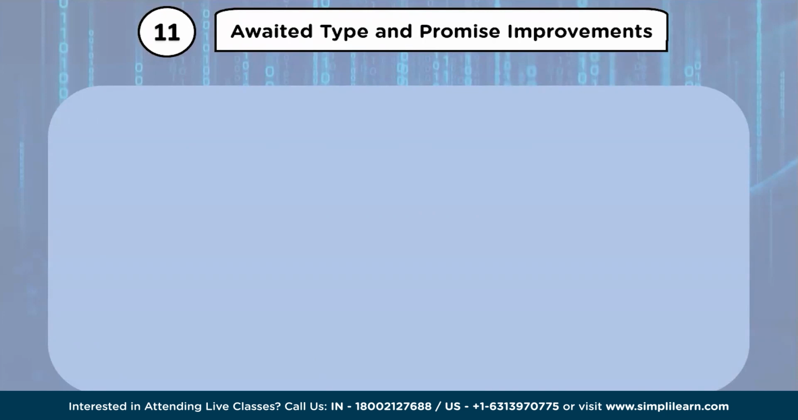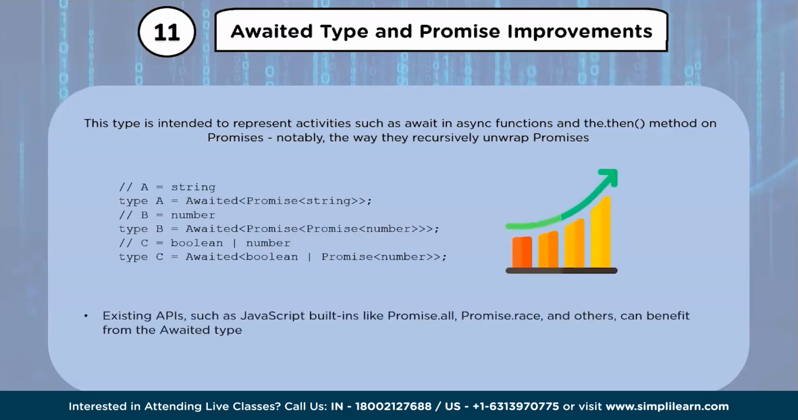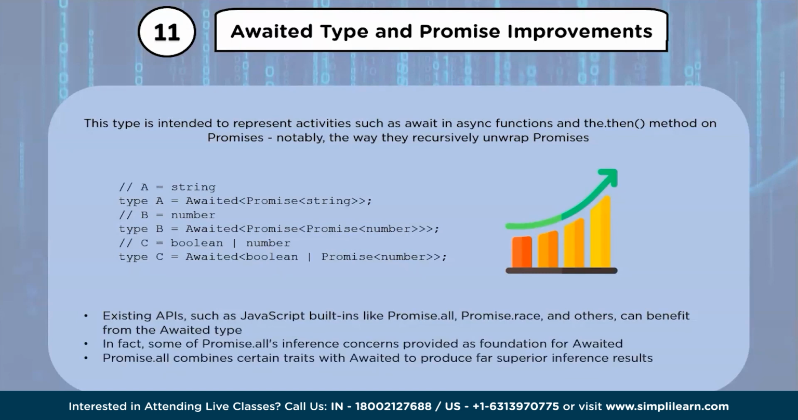Awaited type and promise improvements. The awaited type is the new utility introduced in TypeScript. This type is intended to represent activities such as await in async functions and the then method on promises, notably the way they recursively unwrap promises. Existing APIs such as JavaScript built-ins like promise.all, promise.race and others can benefit from the awaited type. In fact, some of the promise.all inference concerns provided the foundation for awaited. Promise.all combines certain traits with awaited to produce far superior inference results.